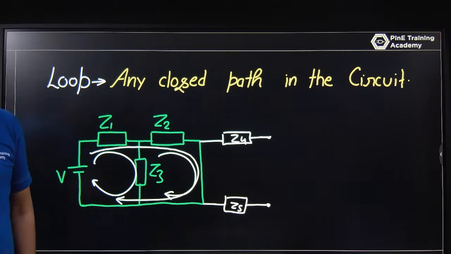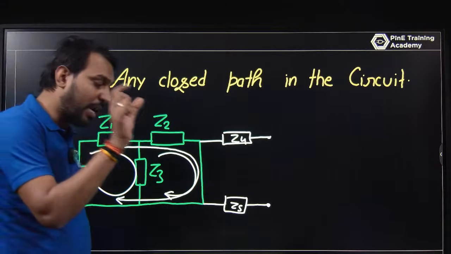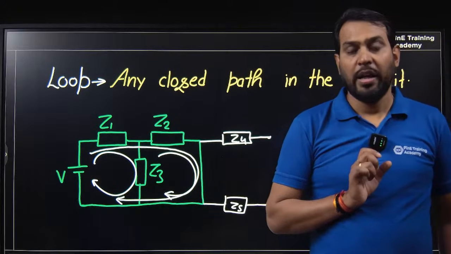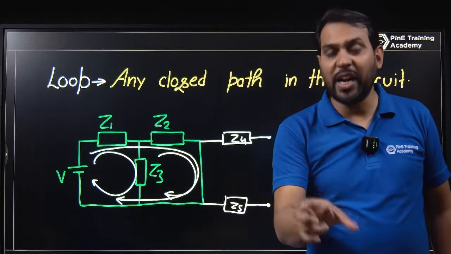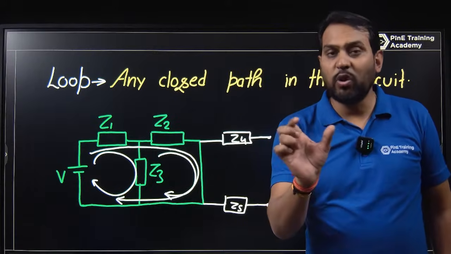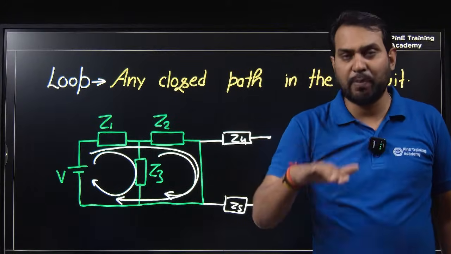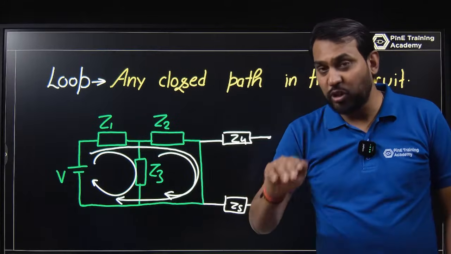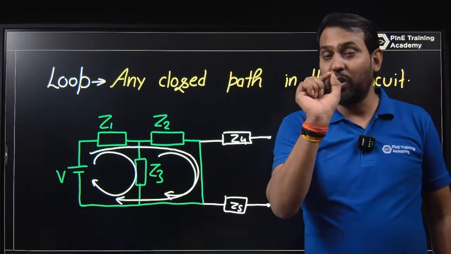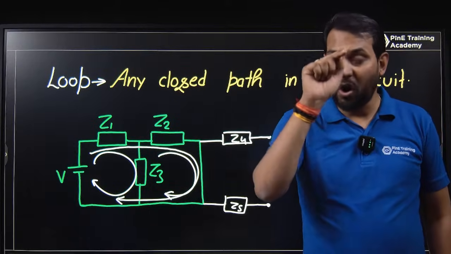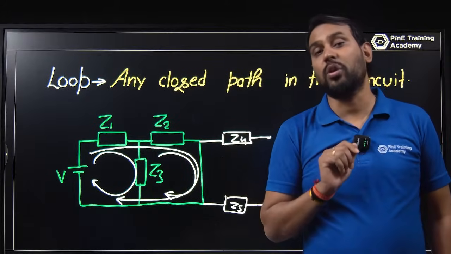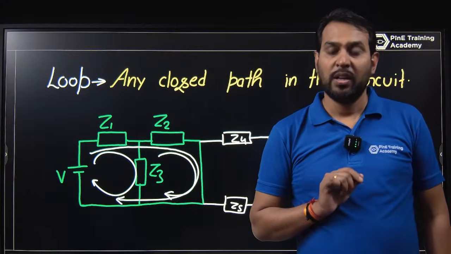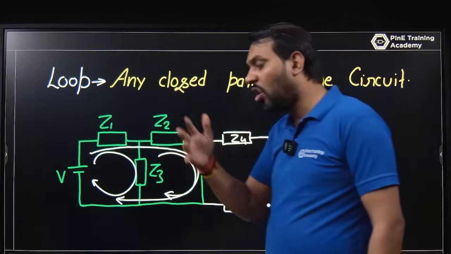When you talk about a branch, whenever you connect an element between two nodes, that becomes a branch. For the branch, you can determine the branch current and branch voltage. Branch voltage means the difference of two node voltages with respect to the reference node. Because the node voltage is always defined in terms of the reference node. Please keep this point in mind: the node voltage is always defined with respect to the reference node. Without a reference node, you can't determine the node voltage.